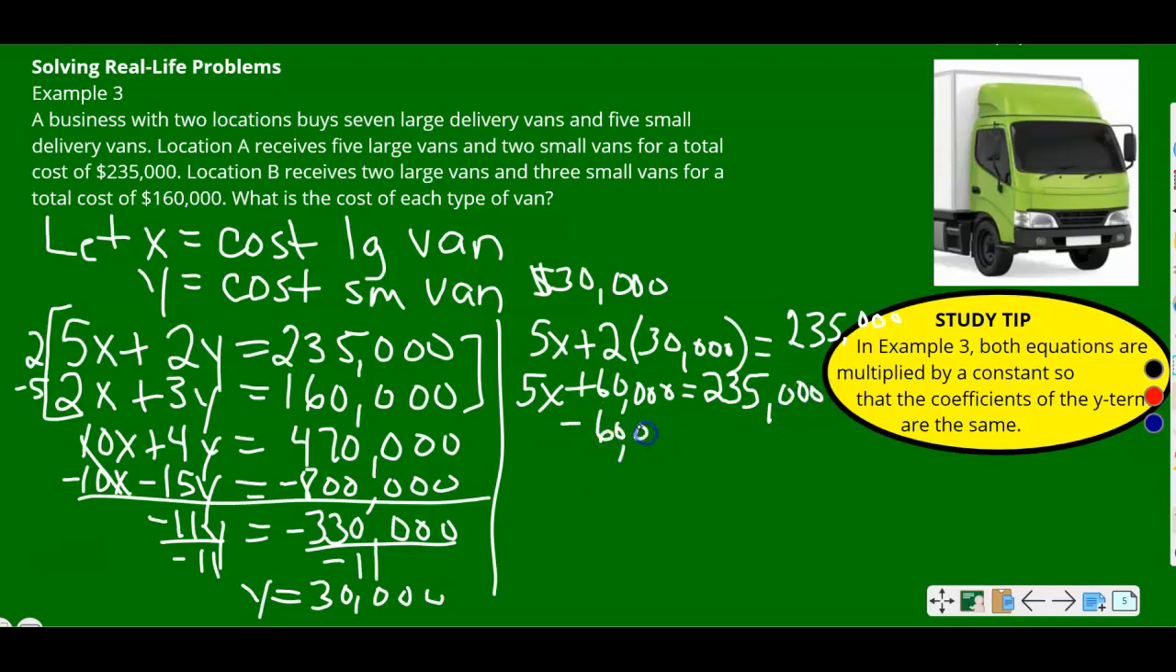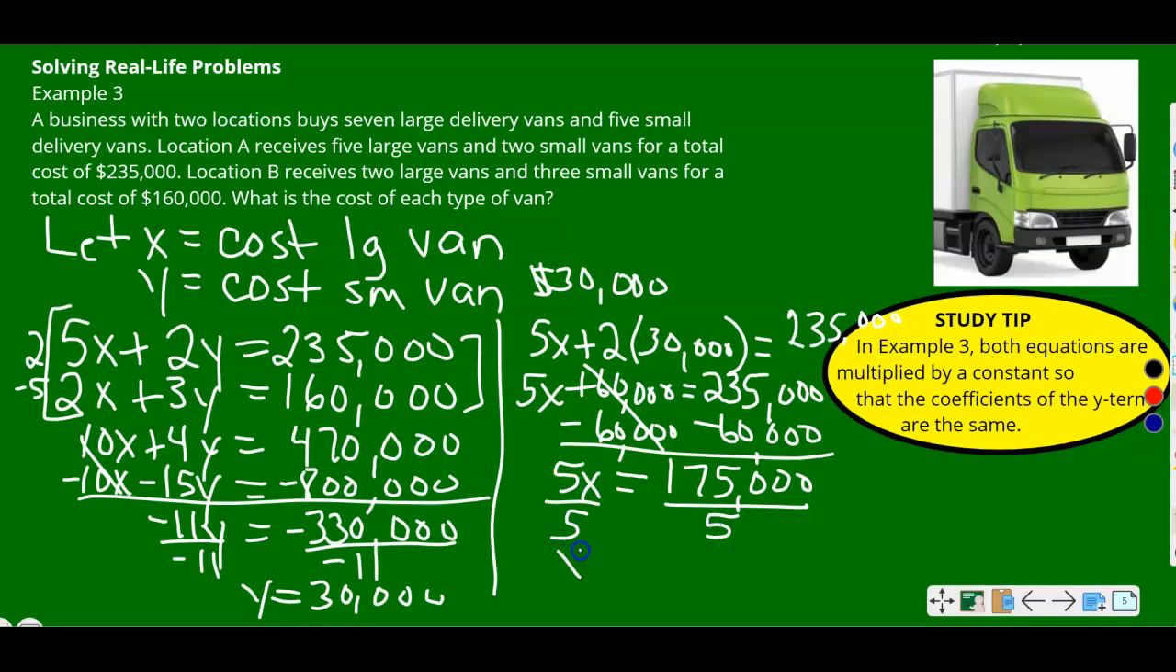Subtract 60,000 from both sides. So 5x equals 235 minus 60, which is 175. And we're going to divide both sides by 5. And if we do that, we get x is $35,000. So a large van is $35,000 and a small van is $30,000.